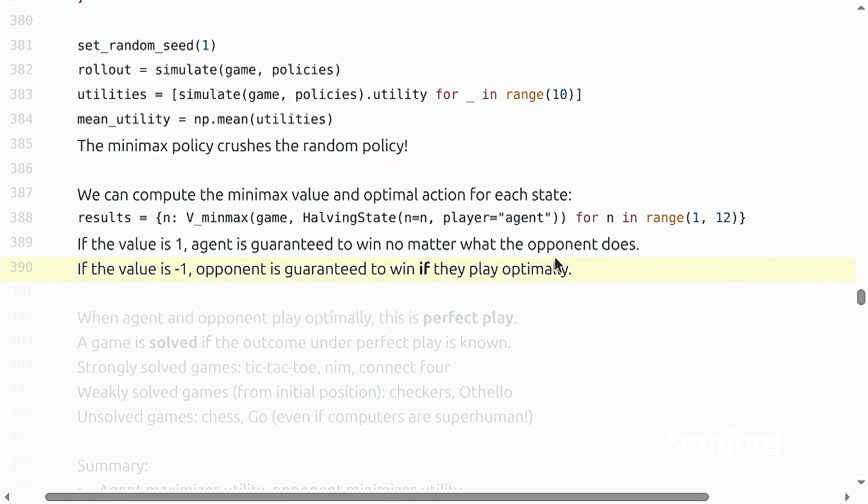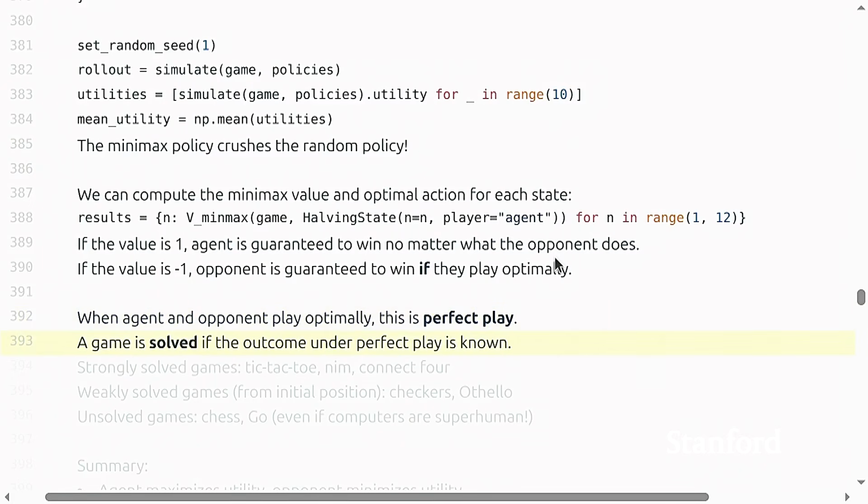A few notes, as more of an aside. When the agent and opponent are playing optimally, this is known as perfect play. You might have heard people saying checkers is solved, or a game is solved. What that means is that the outcome of the game under perfect play is known, which means that we know the minimax value of the root. That's what solving a game means.